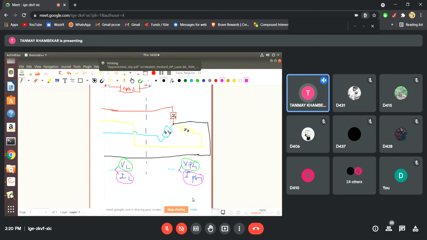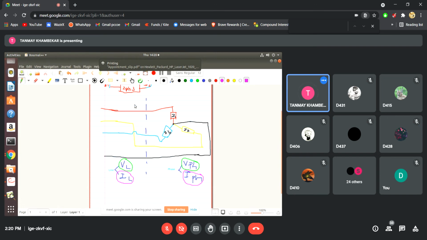Ma'am, can you explain VL, IL terminologies again? Yes. So this is the supply coming from MSCB, and this is our load. Our load we have connected in star. Means what we have done? One terminal of each load we have connected together. It has formed a star. The other terminals we have connected to the supply. As this is star, we have a neutral point here. So this neutral is connected to supply neutral.